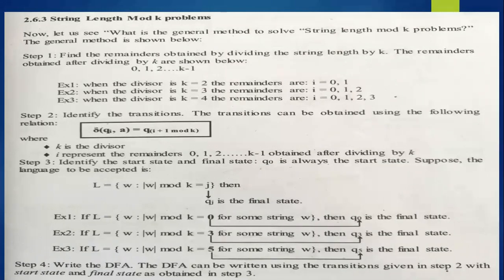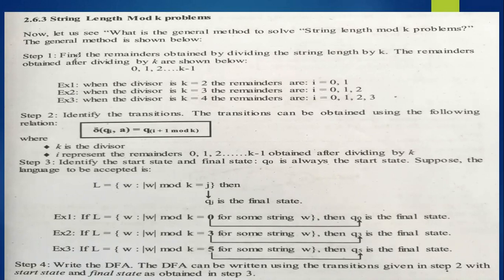Otherwise, sometimes they mention it explicitly, so you can observe some examples given here. If the language in your question is L equal to W, where the length of W mod k equals 0, what does k stand for? It can be any value apart from 2. If you need to remain with 0, this is the example for even or odd kind, and also for divisible by 3, divisible by 5. These are a few examples of how a string length mod k problem looks.